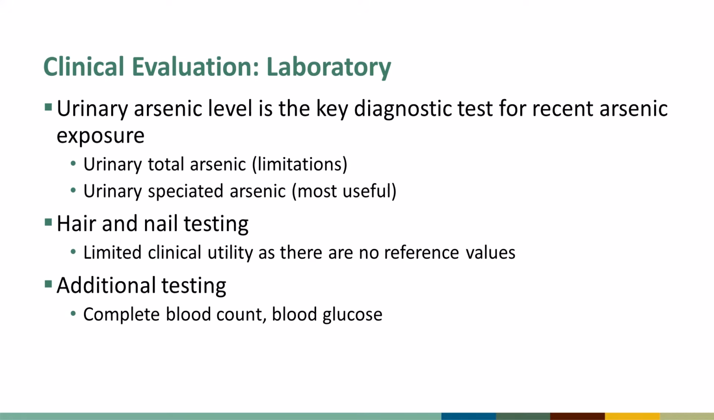Although tests of nails and hair for arsenic can indicate chronic exposure, they are of limited clinical utility because there are no accepted reference ranges or population means. In exposed patients, a complete blood count can evaluate for hematological effects including anemia, leukopenia, and thrombocytopenia. Blood glucose testing can assess for hyperglycemia.